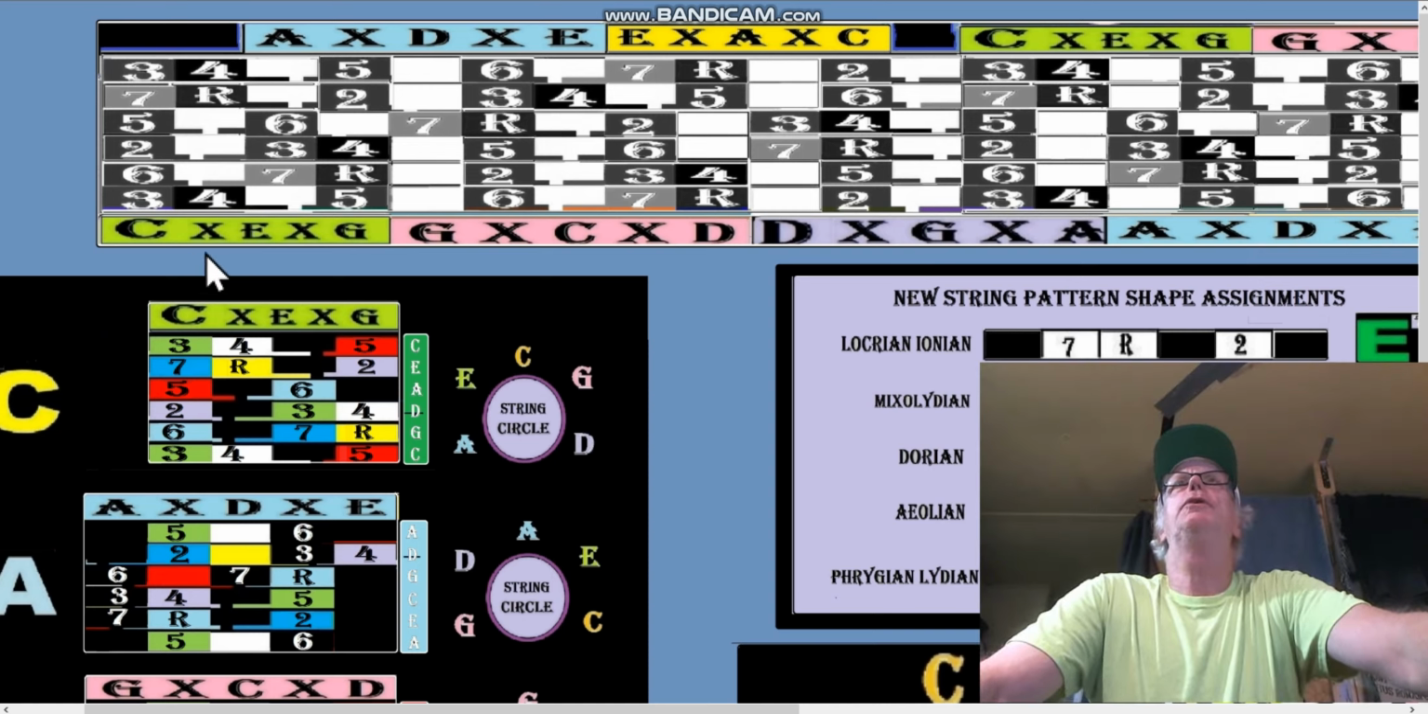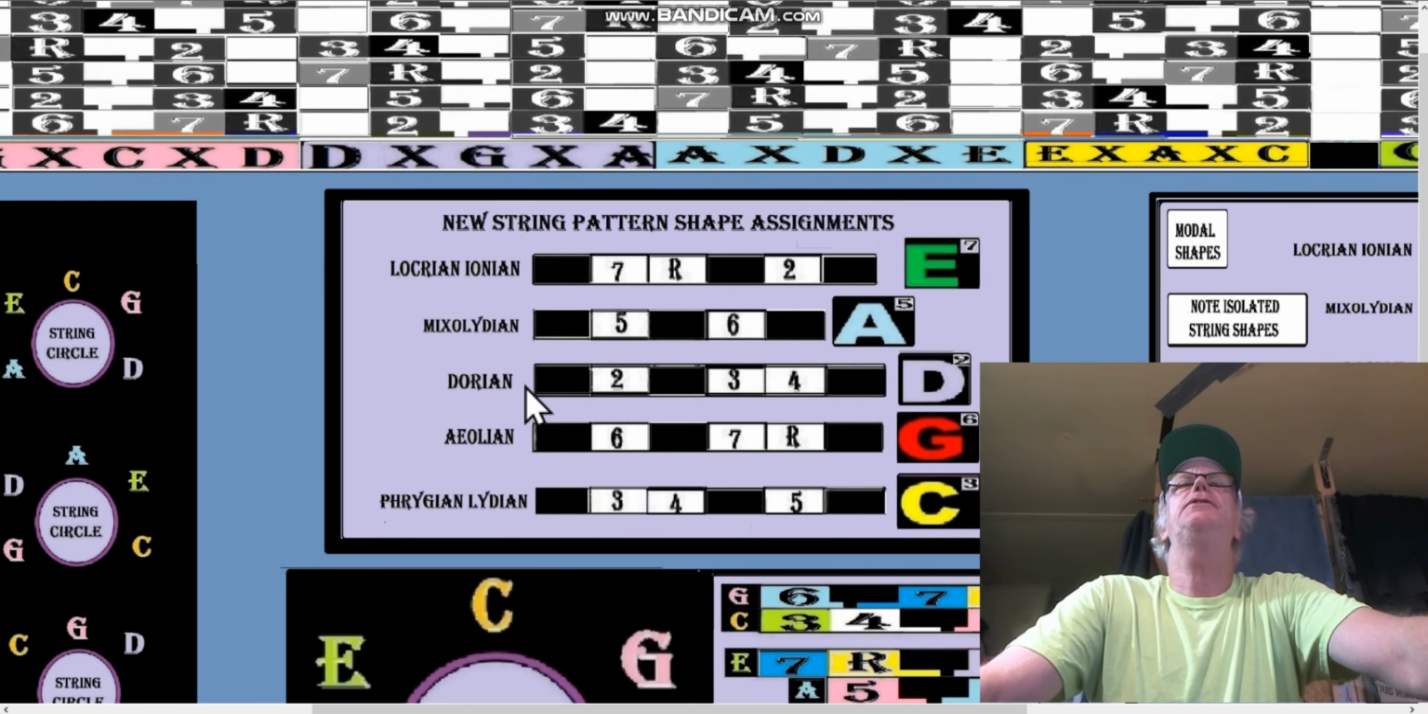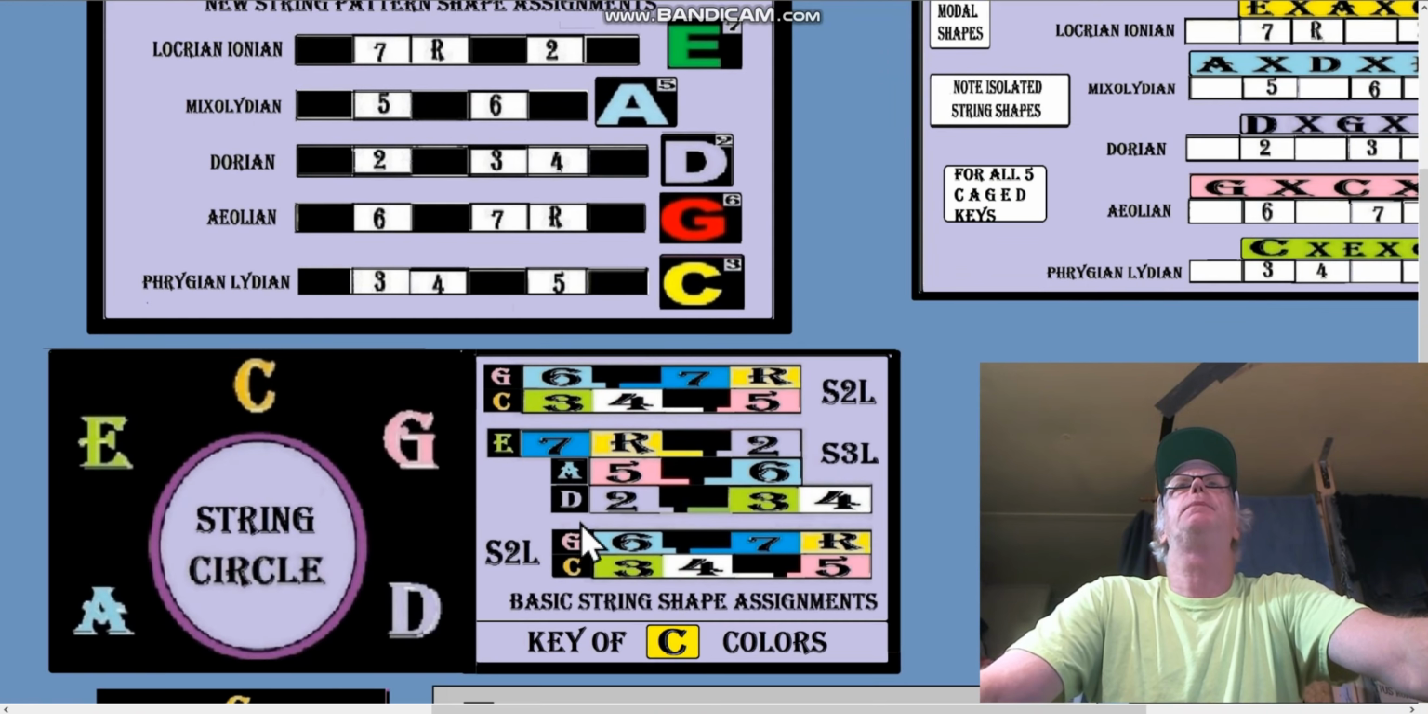Okay, so we're talking about where these string shape assignments came from, so that we could assign C to 3, 4, 5, G to 6, 7 root, D to 2, 3, 4, A to 5, 6, E to 7 root 2, and so on. And you can build a pattern up from there.